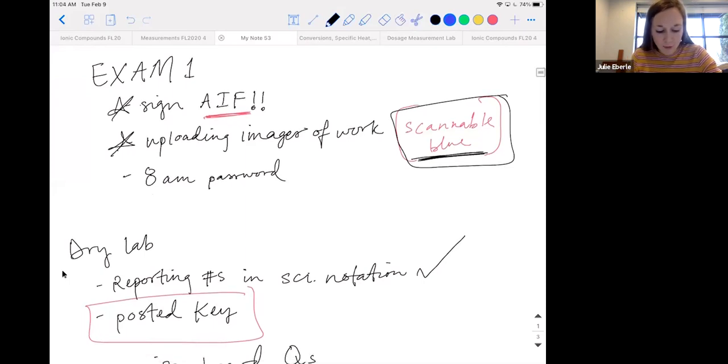The 8 a.m. group will be password protected because they're getting on before you guys to take it. That doesn't apply to you. Okay, there will be no password for the exam. You guys will just be able to get on and take the exam. And when do you get on to take it?